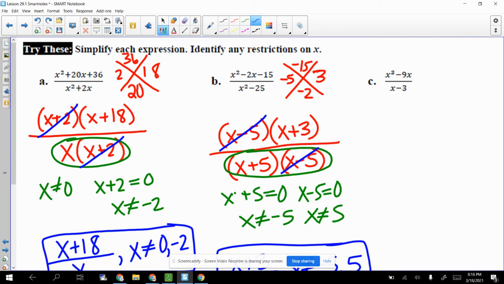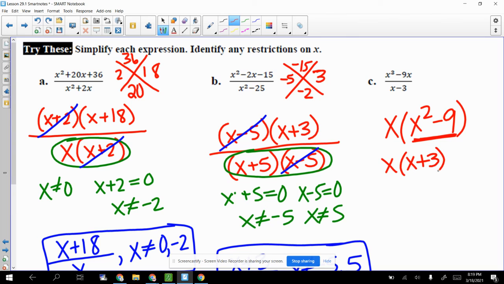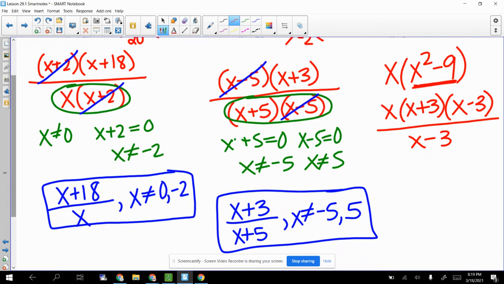Okay, so I want you guys to go ahead, pause the video, and try this last one. And hopefully you paused. In the numerator, you can take out a GCF of x, and you're left with x squared minus 9. And actually, that can be factored even further because this is a difference of 2 squares. So that can be written as x times x plus 3, x minus 3. So be careful with that. It needs to be factored completely. Then the bottom is just x minus 3. That cannot be factored.